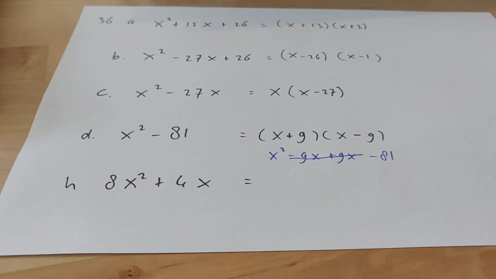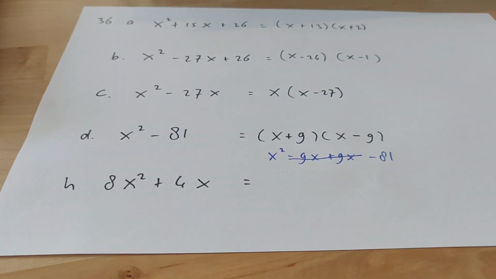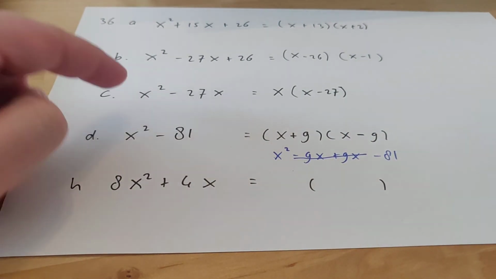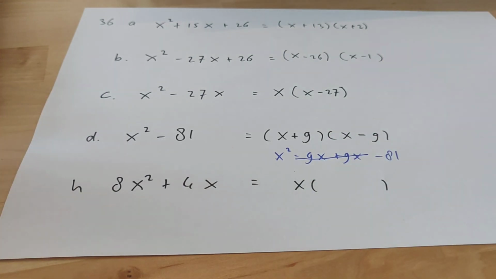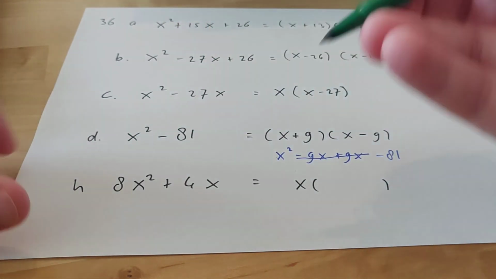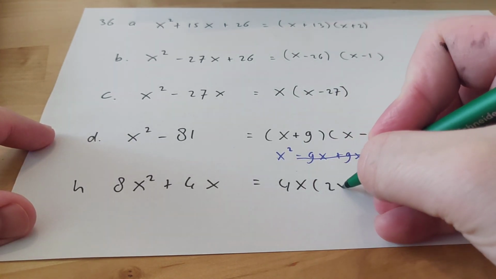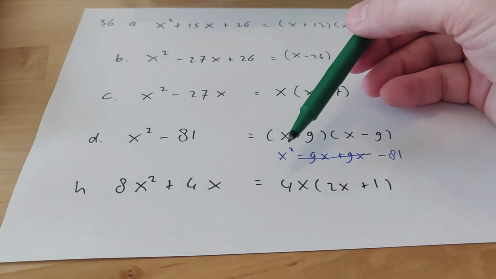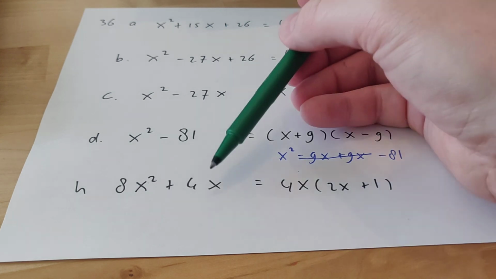And then the last one, we see two different things here. So we have to use the common factor, and that needs to be in front of the brackets. But this one is a bit more difficult than C, because here we have an x in front of the brackets, but also something else. Because 8 and 4 can both be divided by 4. And then here you have 2x left, and here you have 1. Because if you work out the brackets now, 4x times 2x is 8x squared, and 4x times 1 is 4x.